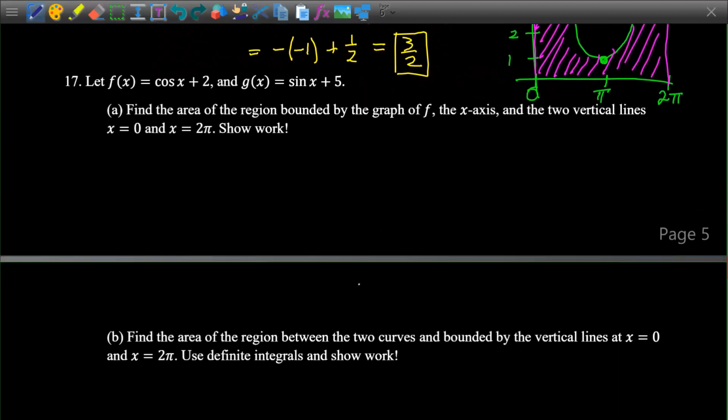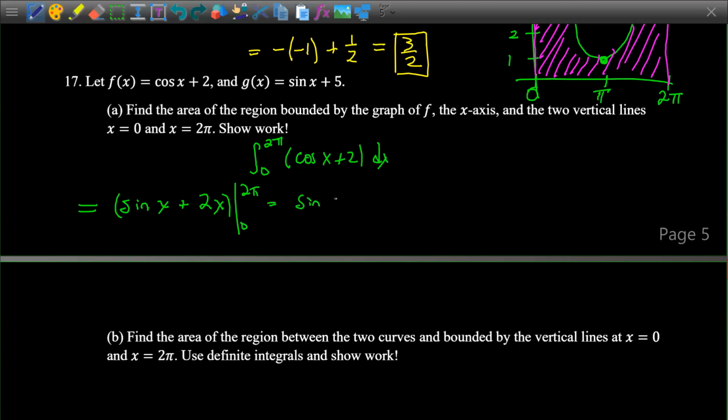So how do we do that? It's simply going to be the definite integral with our limits of integration, 0 to 2 pi, of cosine of x plus 2, and don't forget dx. So our antiderivative here, what do you integrate to get cosine of x? That would be sine of x. And then the antiderivative of 2 is just 2x. And we are going to evaluate this from 0 to 2 pi.